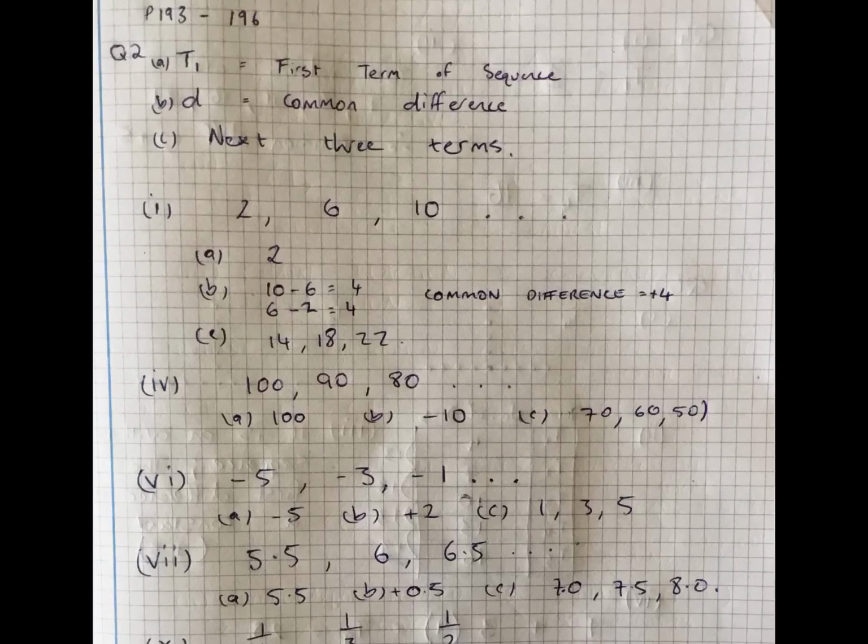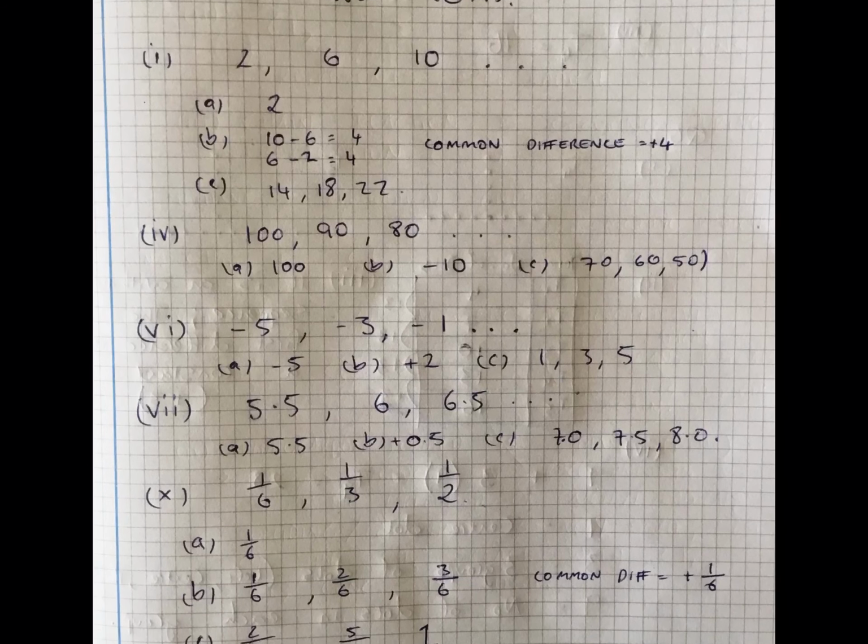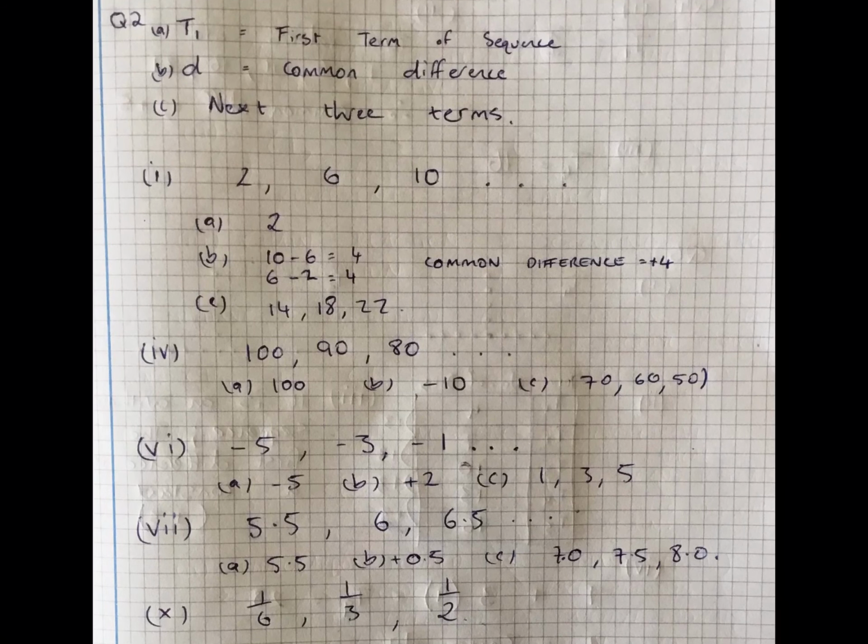Okay, so question 2 was giving you a group of different numerical sequences, and it was asking you to find the first term, T1. It was asking you to find the common difference, and I was asking you to figure out what the next three terms are. So I've given a couple of examples here from the question. I think there were 10 in the whole question, so I just plucked out 5 from that 10 to show you what's happening. So the first one there is 2, 6, 10, and it's asking you to continue on.